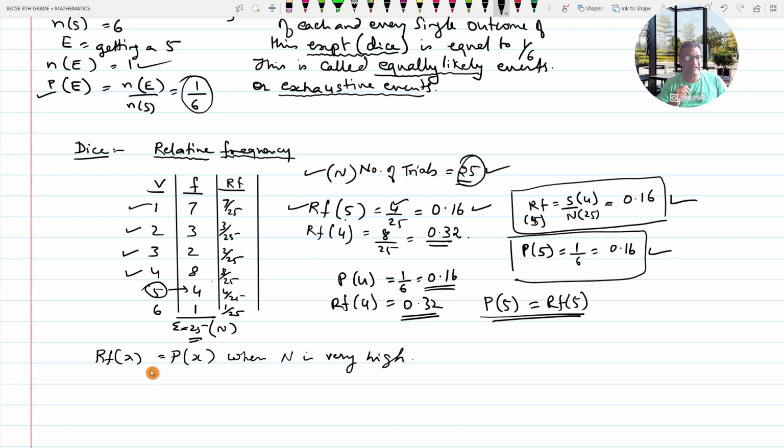So ultimately, the relative frequency of some value x is equal to the probability of that x when n is very high. Now, this is the concept that you should understand. This is the connection between relative frequency and probability. In probability language, it is said that the relative frequency is the estimate of the probability, or the probability can be estimated by relative frequency.